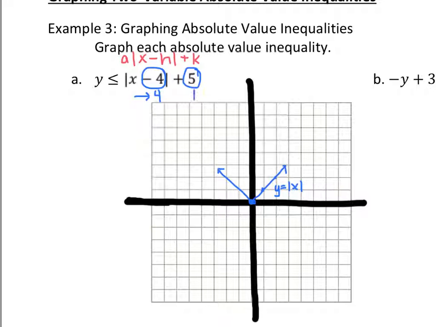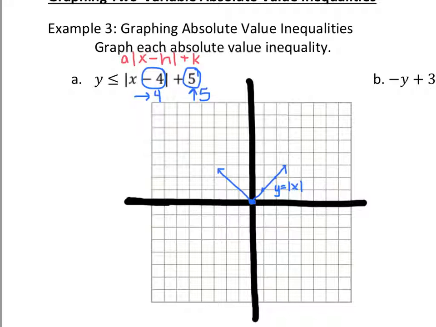Wait, since it's plus, wouldn't it be... Yeah. She said it's plus. Oh, I looked at the wrong one. Sorry. Apologies. Oh, it's okay. All right, so we had a minus 4, so that means it moves right 4 and up 5.